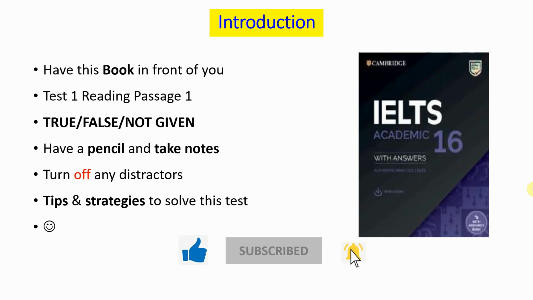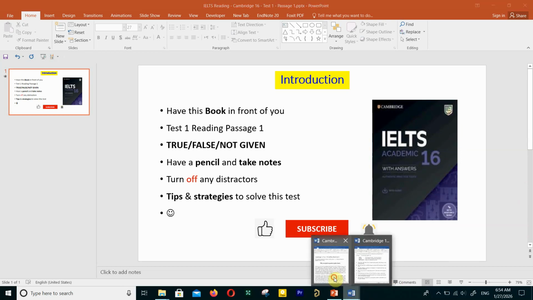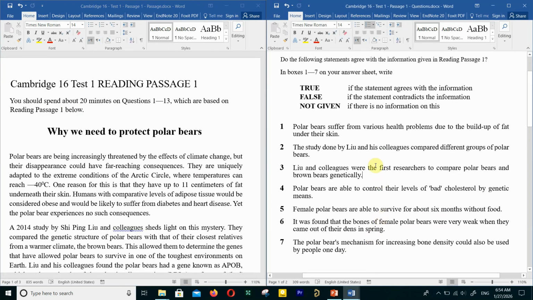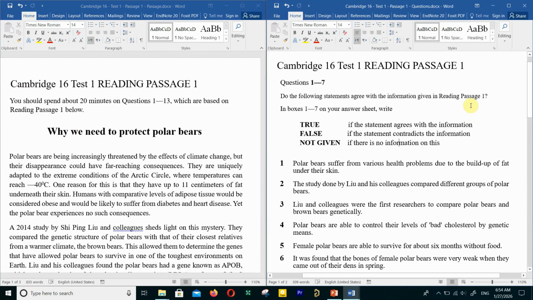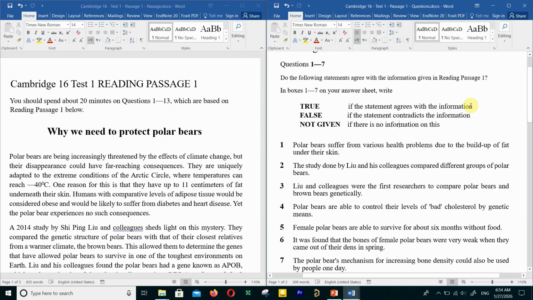Let's jump into it. As always, I split the page into two halves. On the left hand side, you can see the passage, and on the right hand side, you can see the questions relating to this passage. We're going to cover just these 7 questions, which are True, False, Not Given. Okay, here this is a title, why we need to protect polar bears. It is about the protection of polar bears.